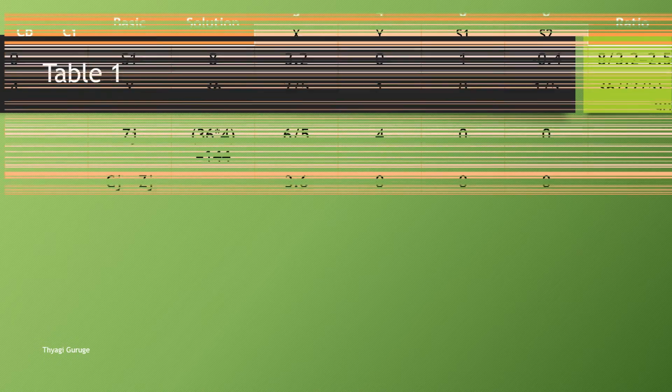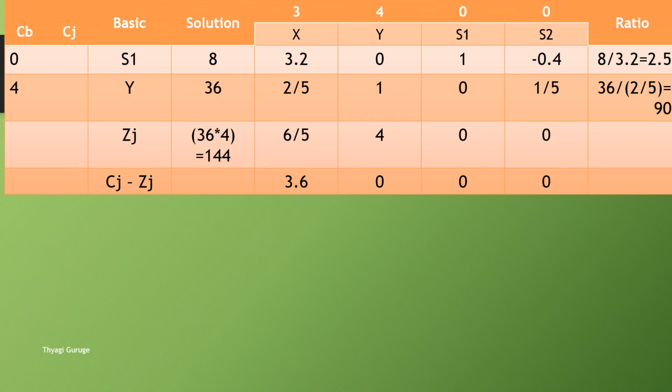Since we have calculated the Zj values, the next step is to calculate the Cj minus Zj values. The Cj values are represented at the top of the table, that is 3400. From these values, we have to deduct the Zj values. Accordingly, you can see the Cj minus Zj figures in the triangles. Now, the highest value of Cj minus Zj represents the pivot column.